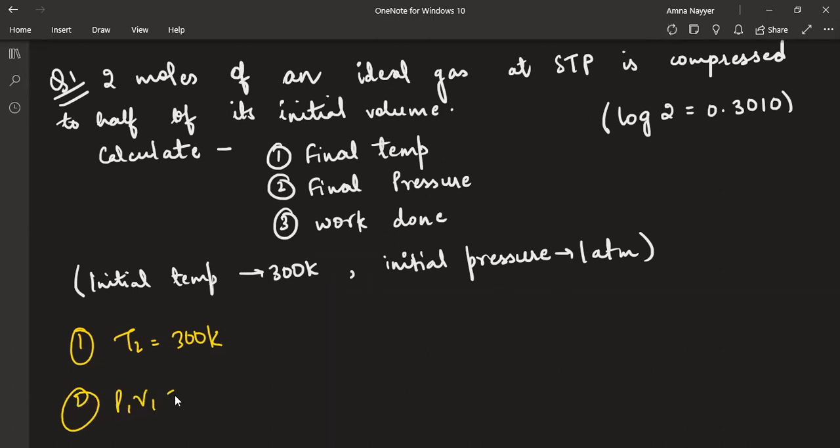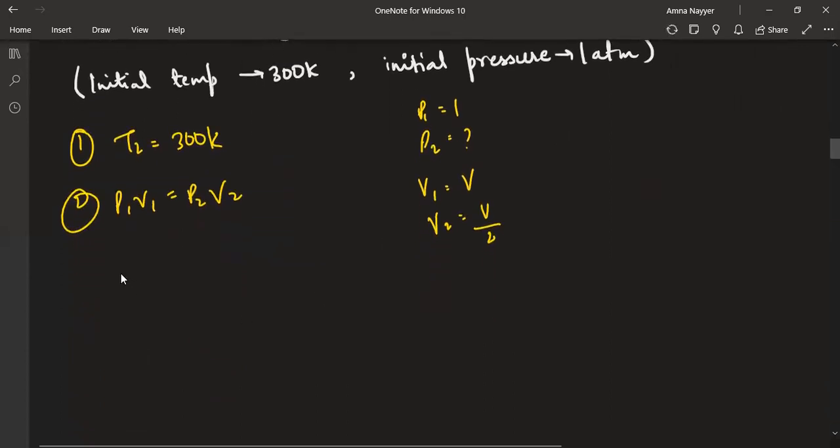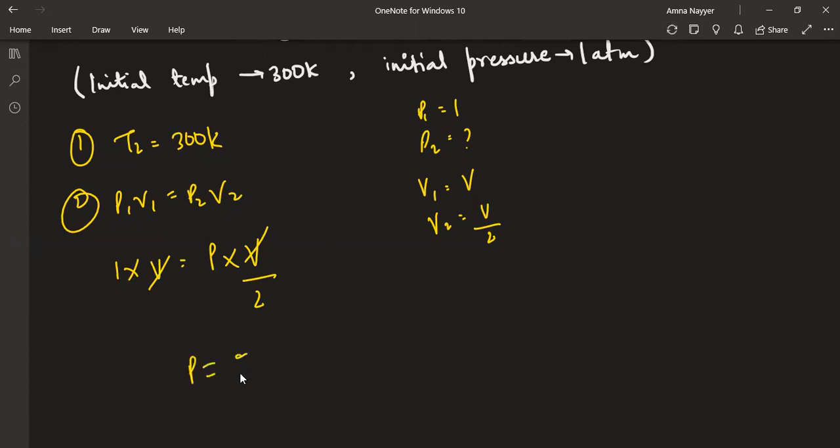Then you have P1 V1 equals P2 V2 for calculation of final pressure. See here, the initial pressure is given as 1 atm. The final pressure you have to find out. The initial volume is, let's say, V. So the final volume will become V by 2 because it is becoming half. So put it in the formula: 1 into V is equal to P into V by 2. So the pressure is equal to 2 atm.